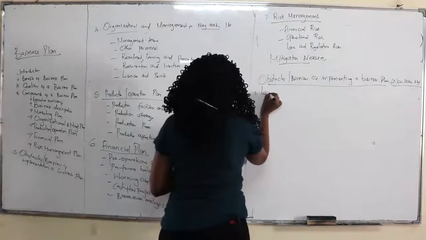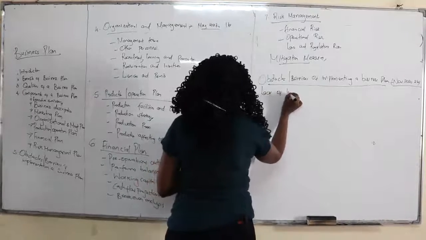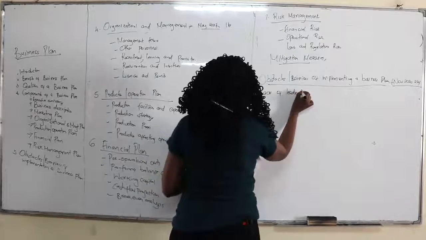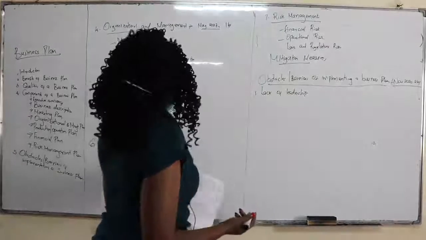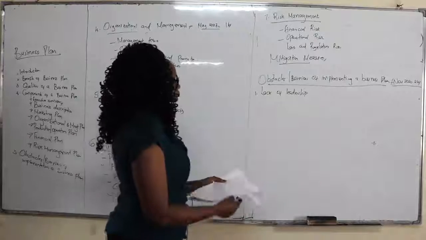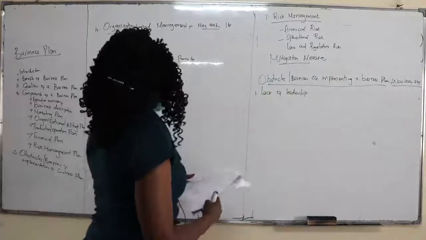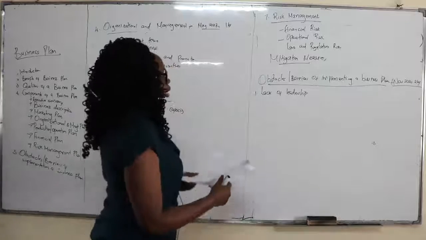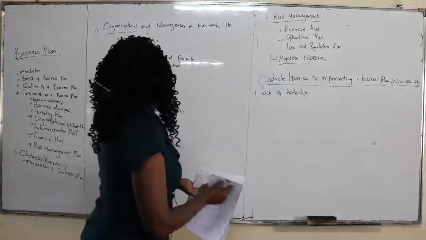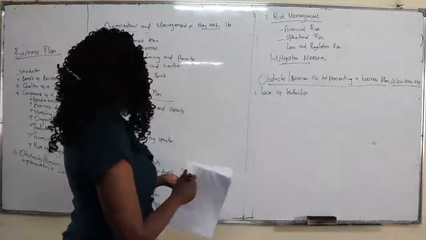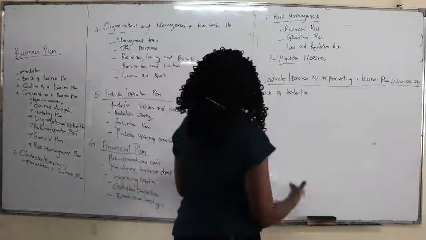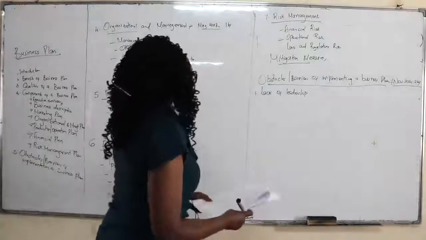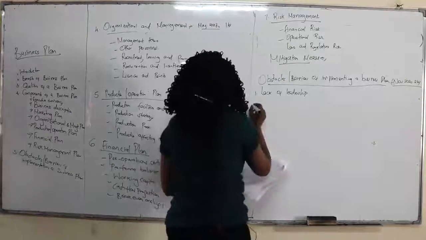The first obstacle is lack of leadership. Remember that for us to implement this business plan, we need the top management to support us and to lead, to guide, to motivate, and also to provide the necessary resources. If they don't provide the necessary leadership, the business plan might end up failing.